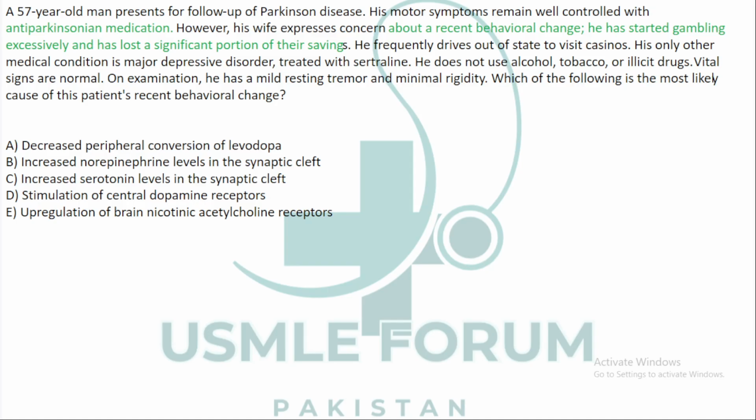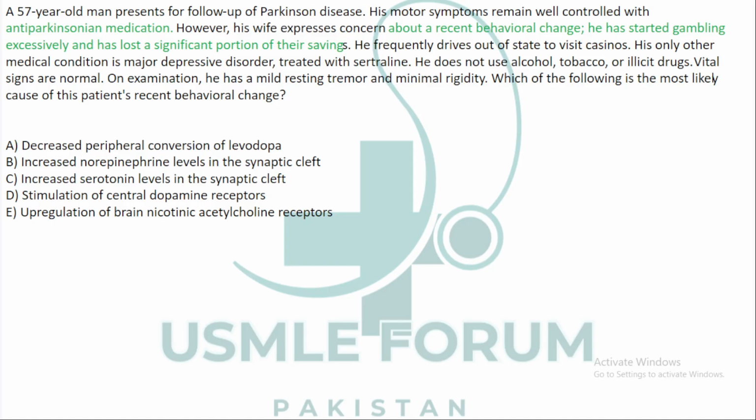So now let's go through the options. Decreased peripheral conversion of levodopa, option A. Okay, so this refers to the use of carbidopa, which reduces the peripheral metabolism of levodopa. So it improves CNS delivery and reduces side effects like nausea. So it does not, of course, cause behavioral changes or gambling, right?